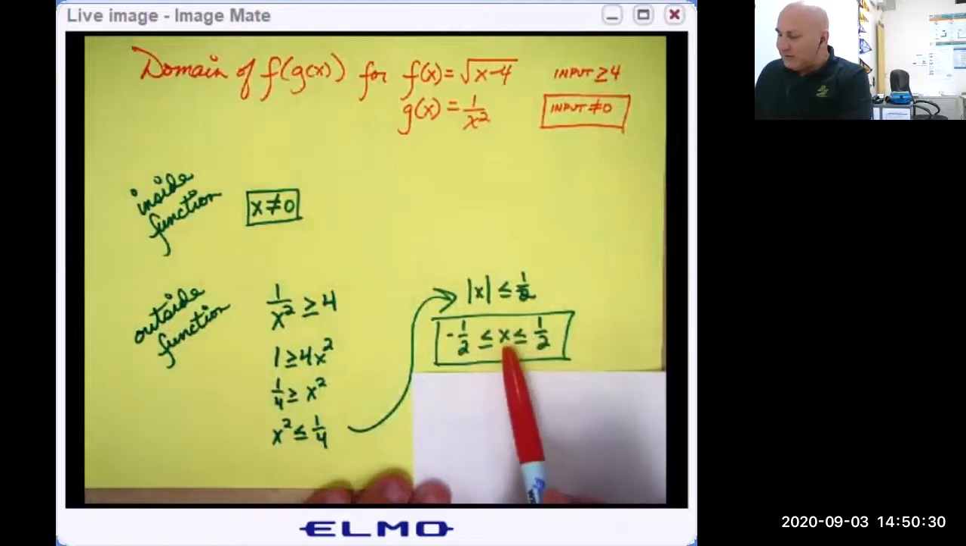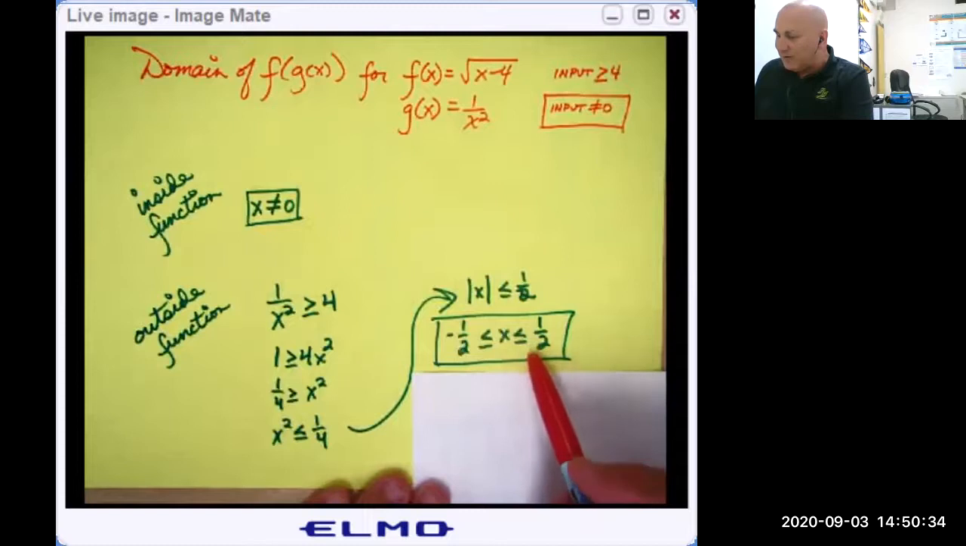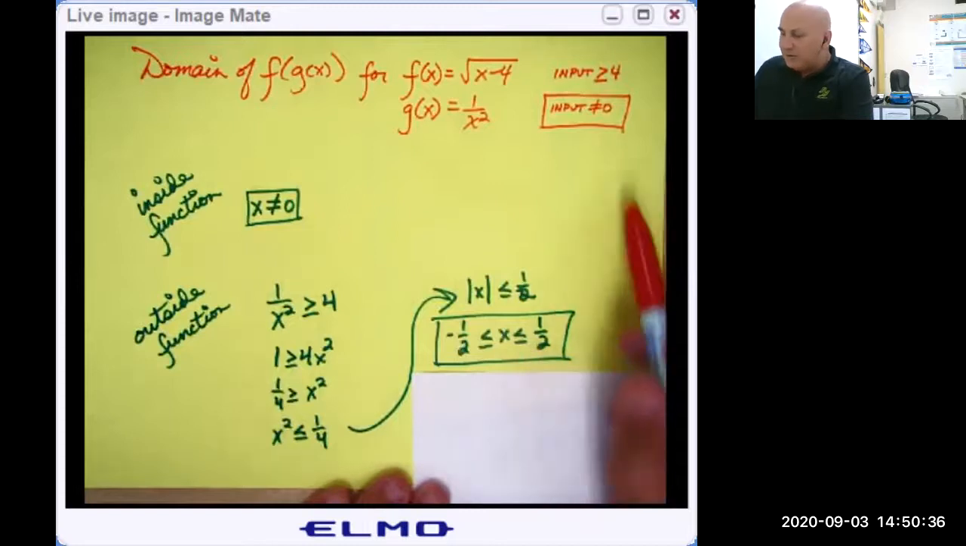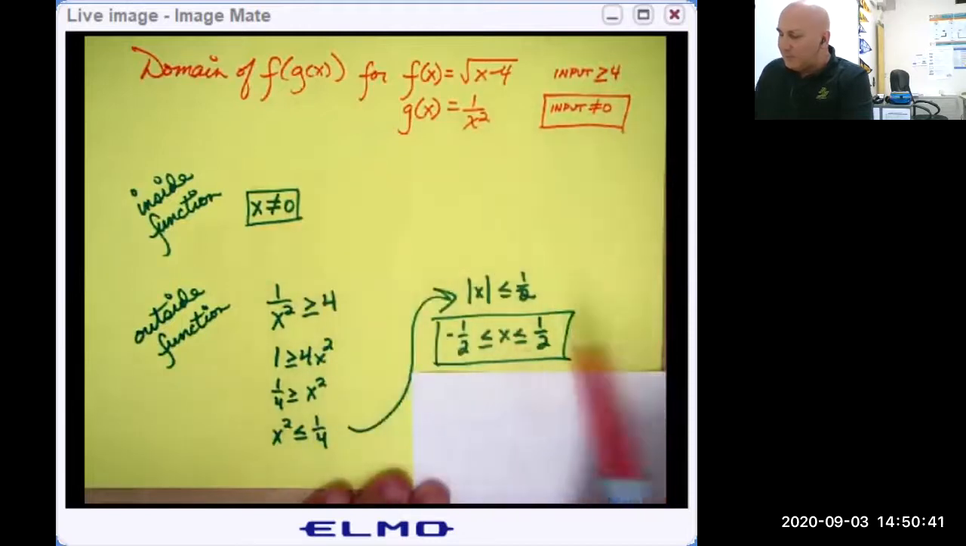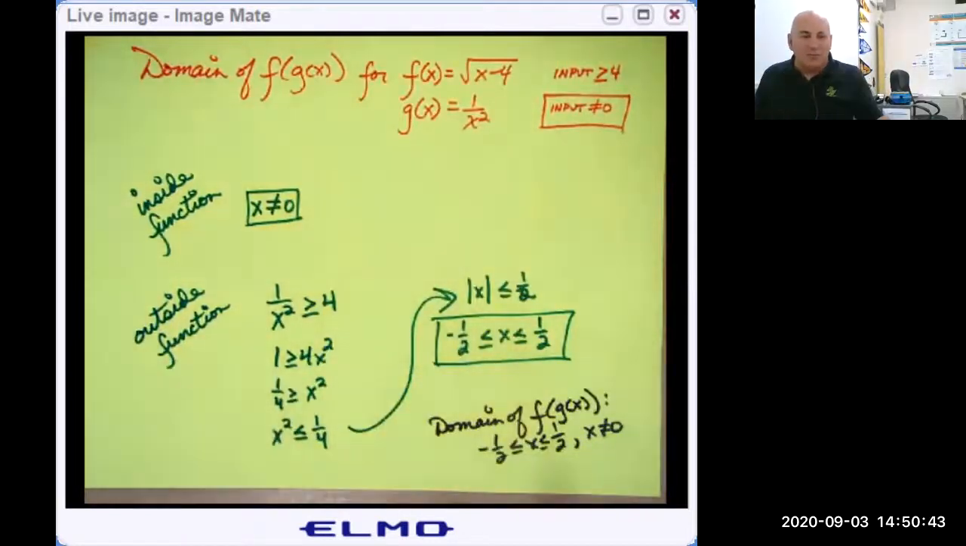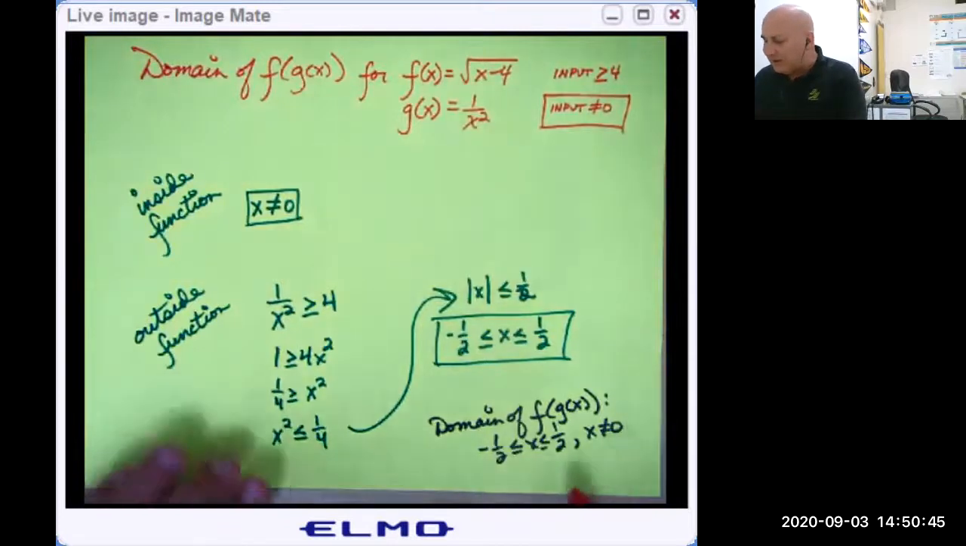So here's our second function. So this is our function. You might think this is our domain of f of g of x, but you'll notice we have to account for this. The x cannot be 0. So the complete domain of f of g of x is all numbers between -1/2 and 1/2 inclusive, except 0.